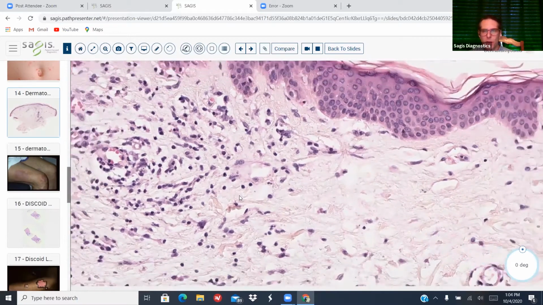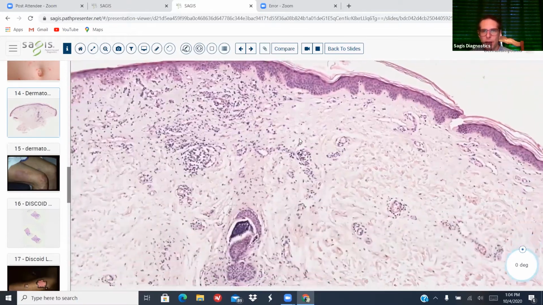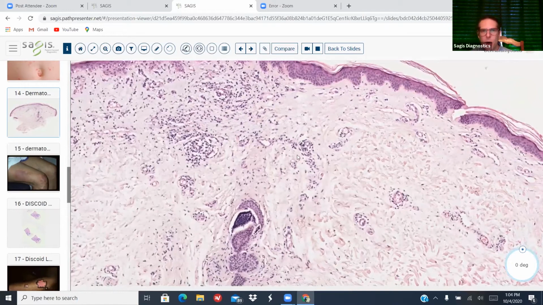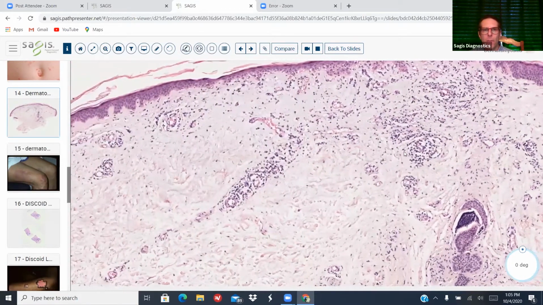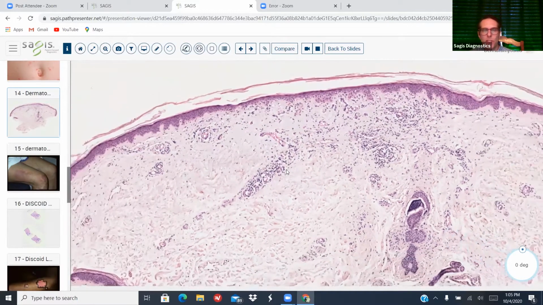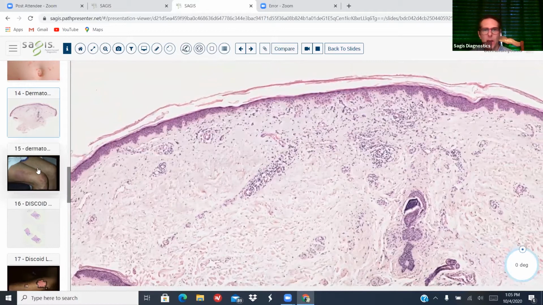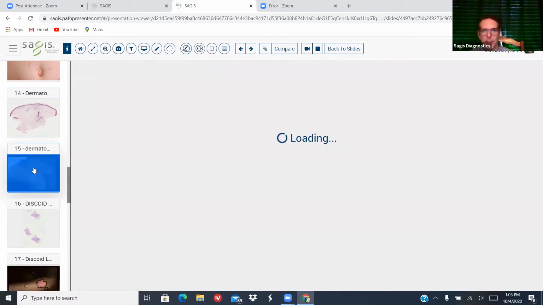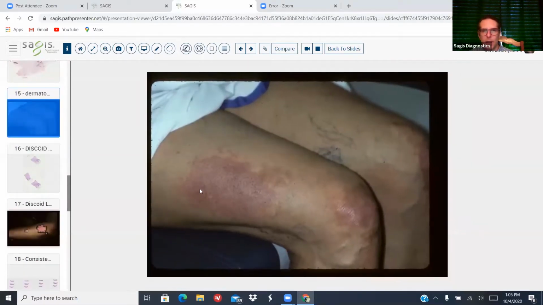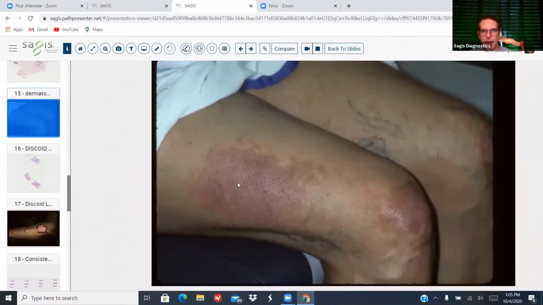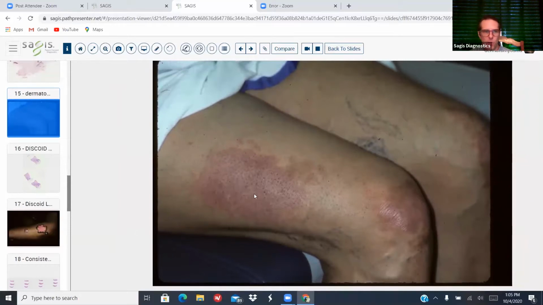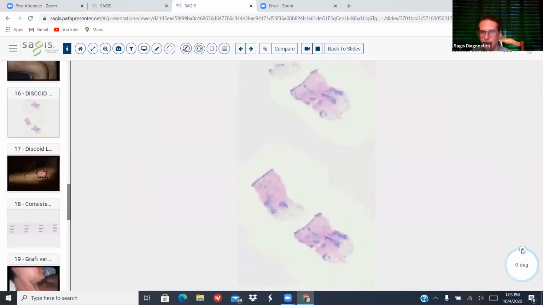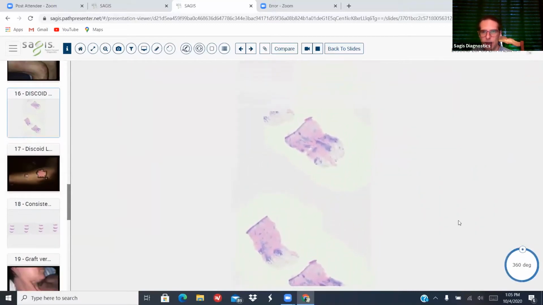Typically, when you have eosinophils, you don't want to think of connective tissue disease. And so we have an interface dermatitis with mucin. So this is either lupus or dermatomyositis. Since it's more superficial, it's probably more likely dermatomyositis. If we get a clinical photo, then again, in the right clinical scenario, this is more consistent with dermatomyositis. Okay, next case here.